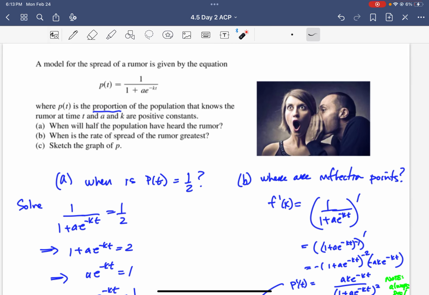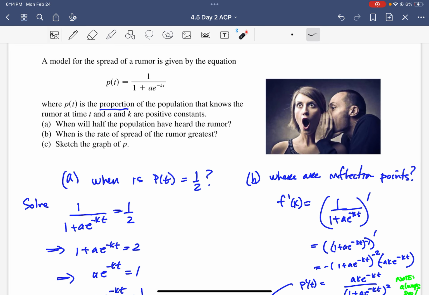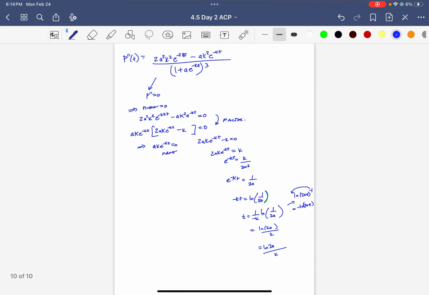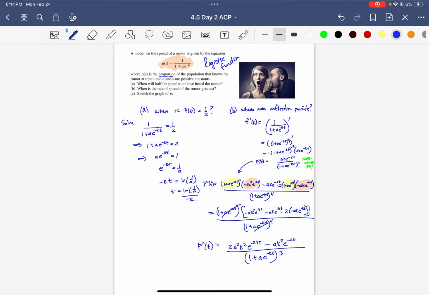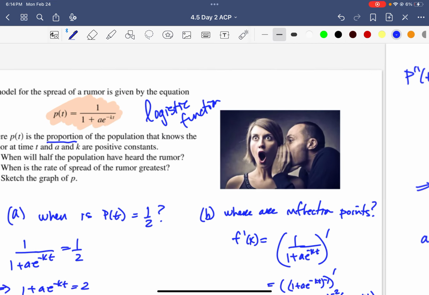All right, last one. Spread of a rumor. We're using the following model, which looks like this. That's what's called a logistic model, a logistic function. Has a very common shape. I don't know if I drew it out. That very common shape looks like this.